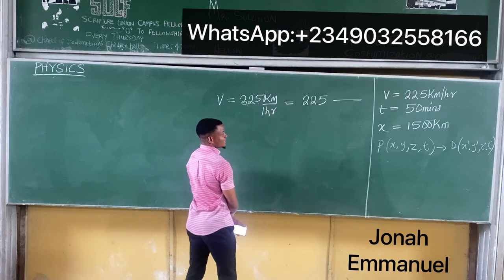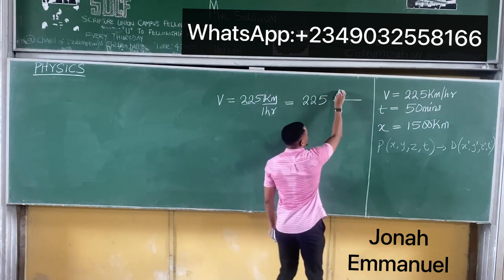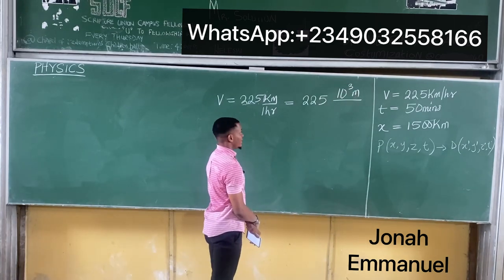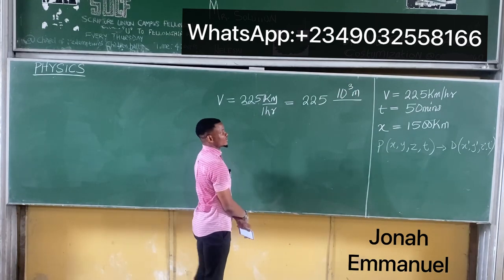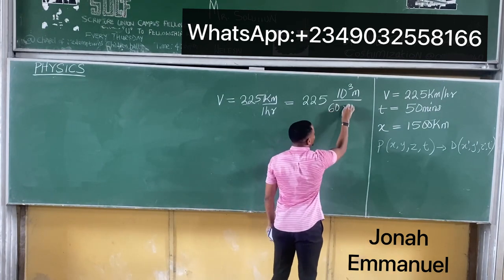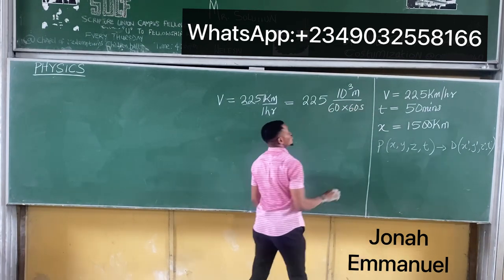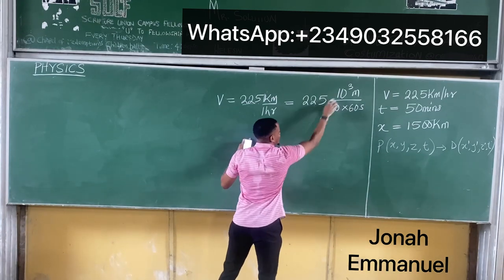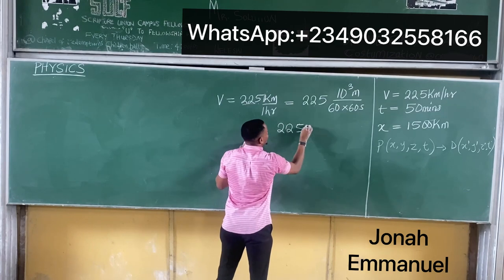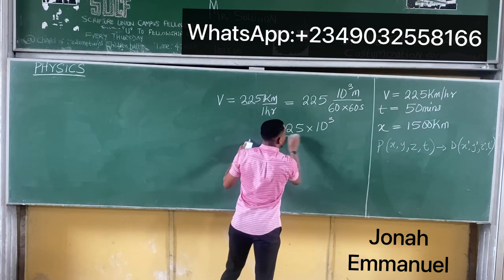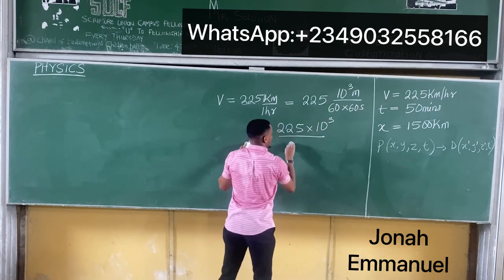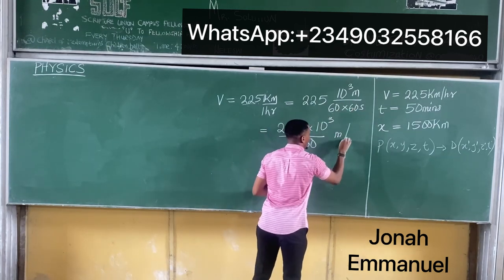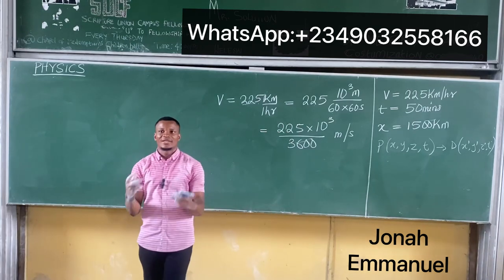1 kilometer is how many meters? It becomes 10 to the power 3 meters. That's 1,000. Next up, 1 hour is how many seconds? 60 times 60 seconds. So conversion becomes simple. That's now equal to this times this, 225 times 10 to the power 3, all over 3,600, meter per second.